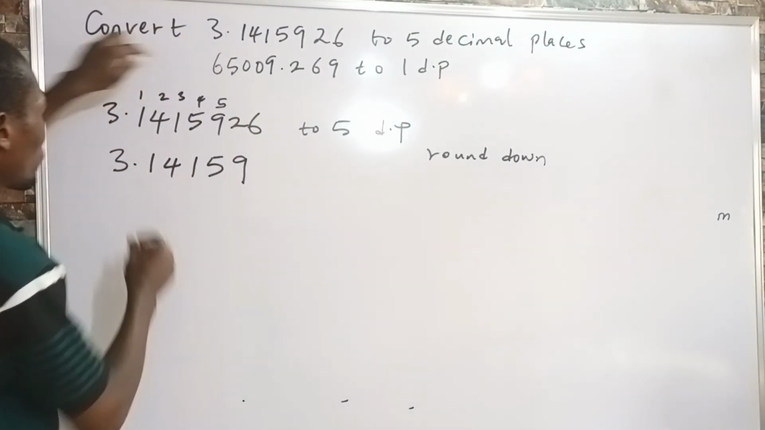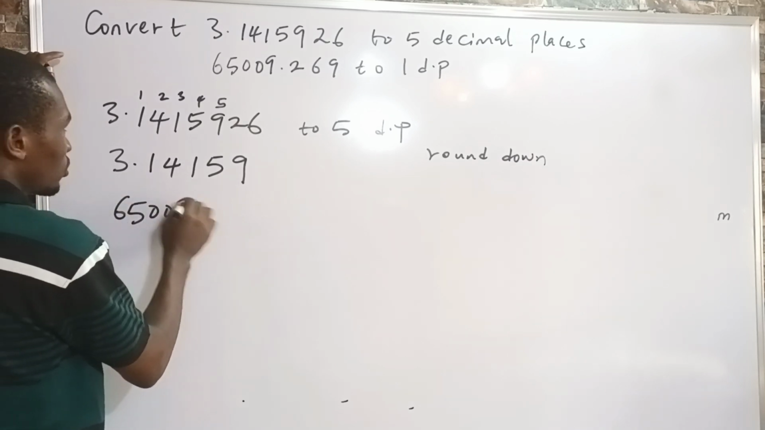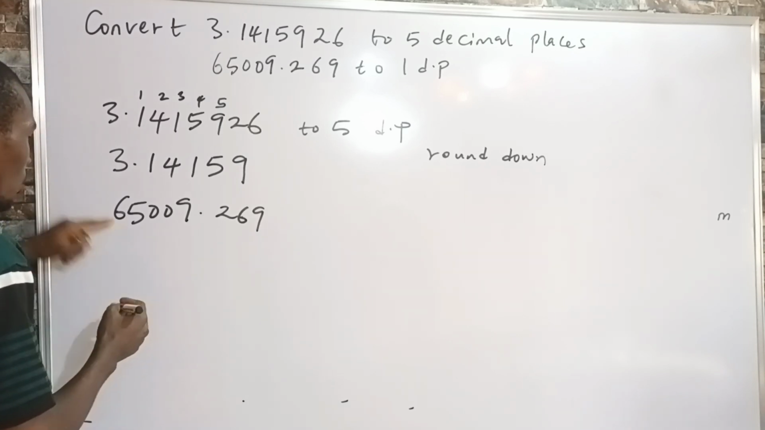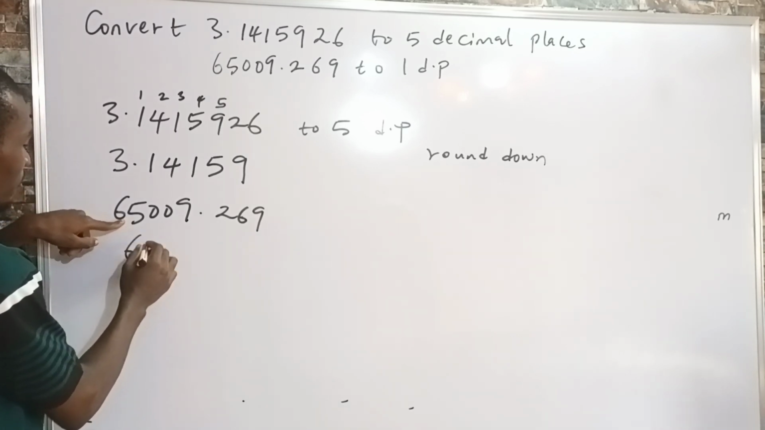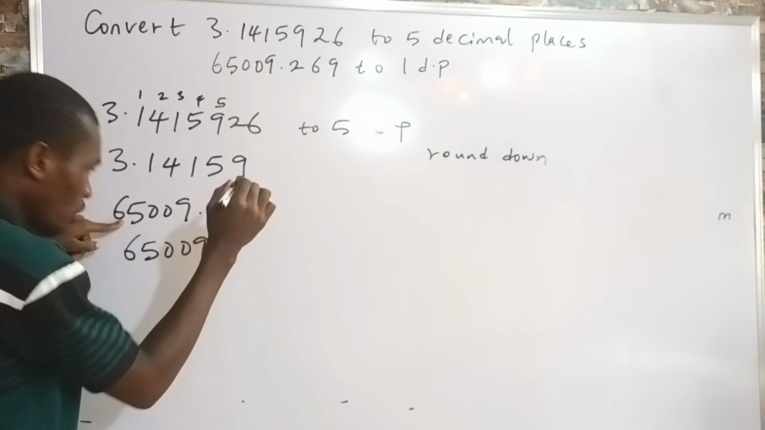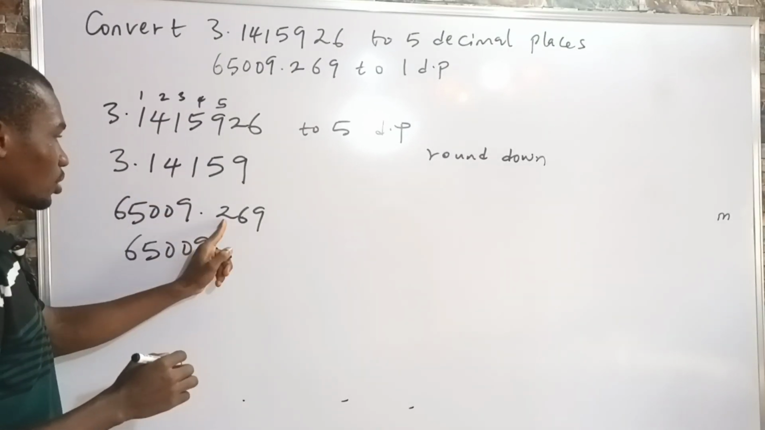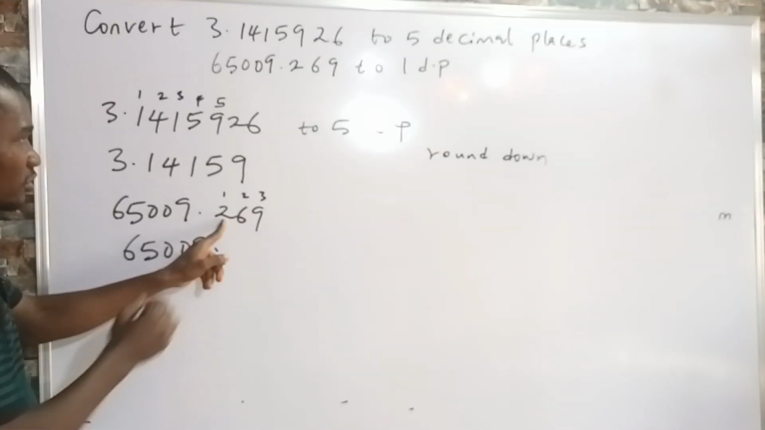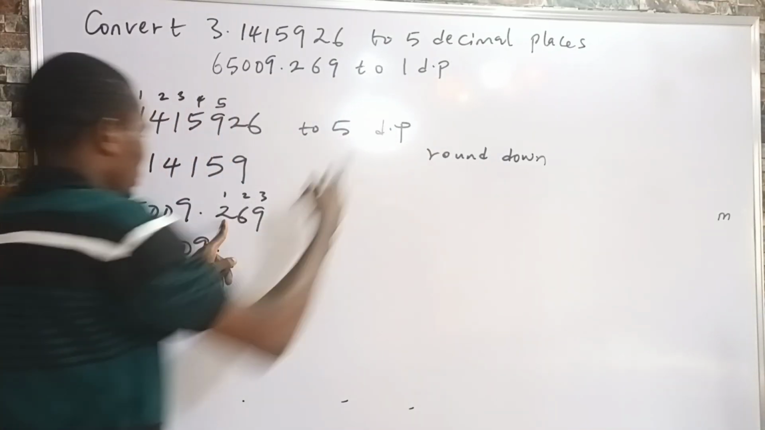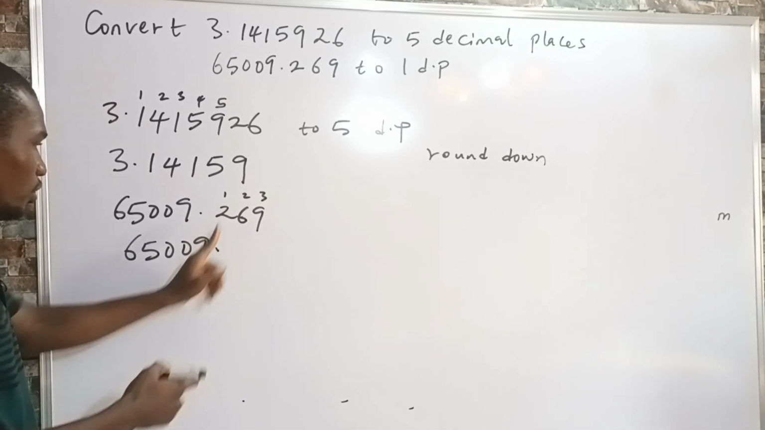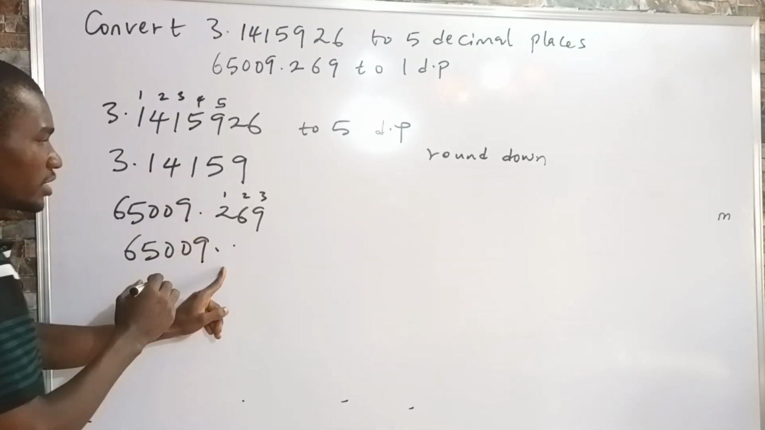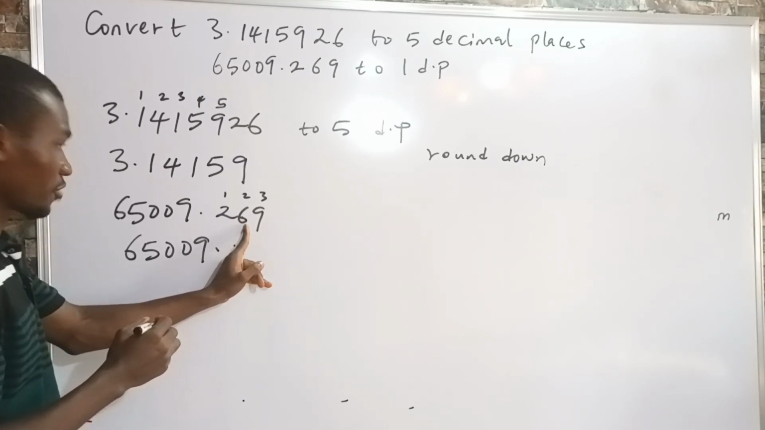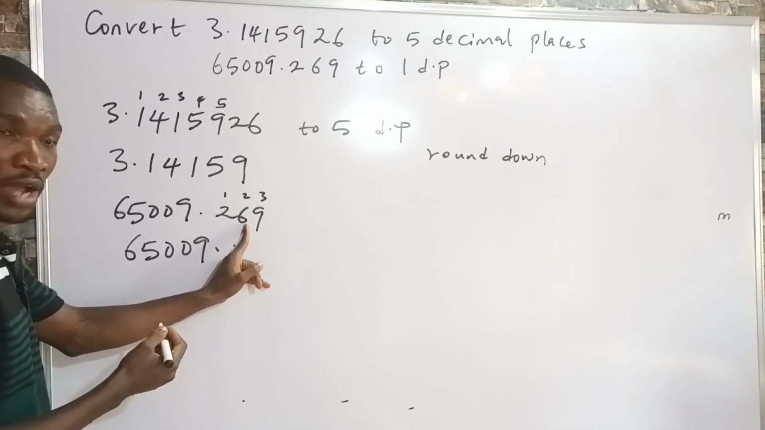So the second part of the question is 65009.269 to 1 decimal place. How do you do that to 1 decimal place? Just write out the whole number, which is 65009. Once you hit the point, you start to count. The first one is 2, the second one is 6, the third one is 9. But we are told to convert to 1 decimal place. That means we are concerned with only this value here, which is 2. But the question is, the number that is following the 2, is it up to 5? Yes, it's up to 5 because 6 is even more than 5 by 1.